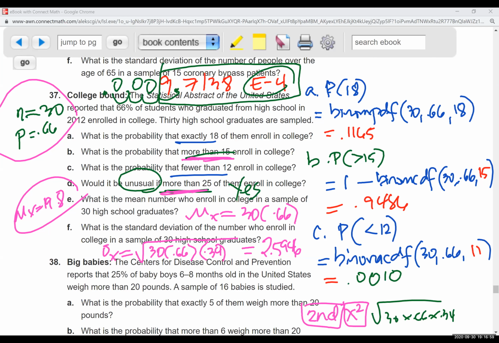Wait, Mary, letter E is about the mean, not unusual. Are you talking about letter D? It is unusual. The answer here is a yes. It is unusual.